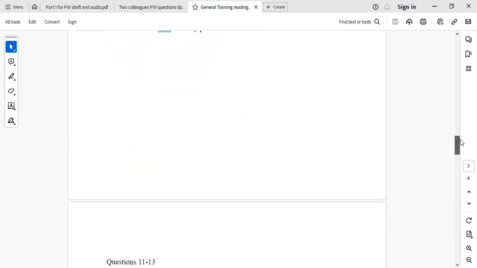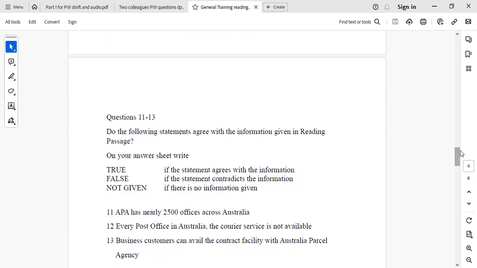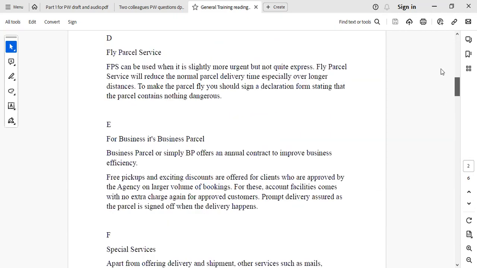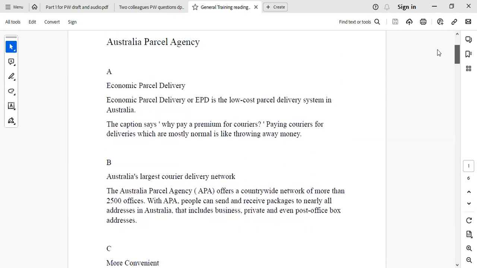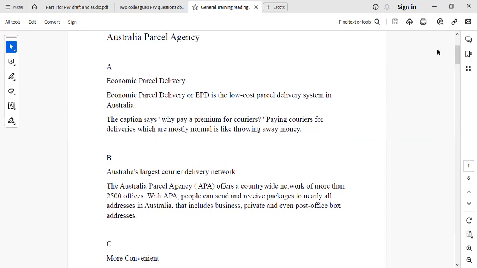So let's move. I'm looking at question number 11. APA has nearly 2,500 offices across Australia. It does say about APA, but I don't know about 2,500 offices. So I don't have anything, I'll just continue my reading. All right, guys, let's move on. B, Australia's largest courier delivery network. The Australia Parcel Agency offers a countrywide network of more than 2,500 offices. Very good. I have question number 11.